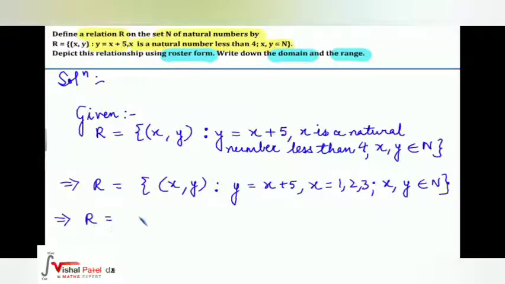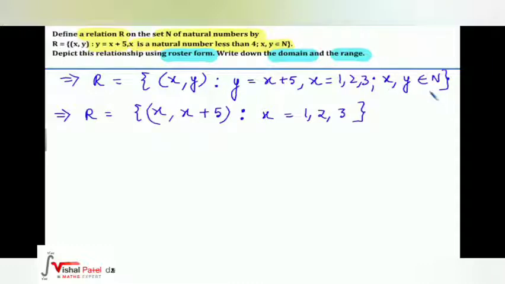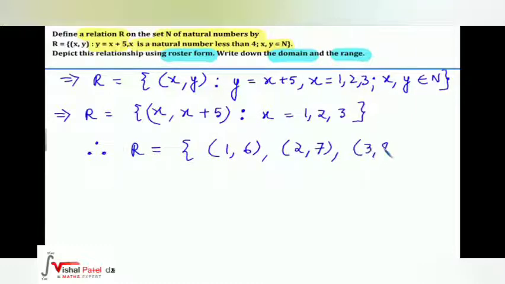So our relation becomes x and y, where y is equal to x plus 5, where x is equal to 1, 2, 3, and xy belongs to N. So if x is equal to 1, then y is equal to 6. If x is equal to 2, then y is equal to 7, right? If x is equal to 3, y is equal to 8. So that is your final answer there.